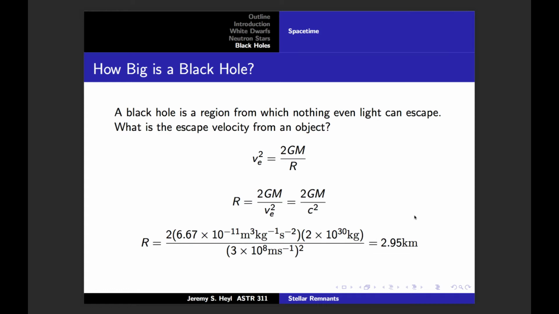But if we were to think about that, if I were to fill up all the region within Saturn's orbit with water, that would be enough mass to turn that region into a black hole. So it doesn't have to be that dense for it to happen. You just have to get enough mass in a small enough radius to get it to go.